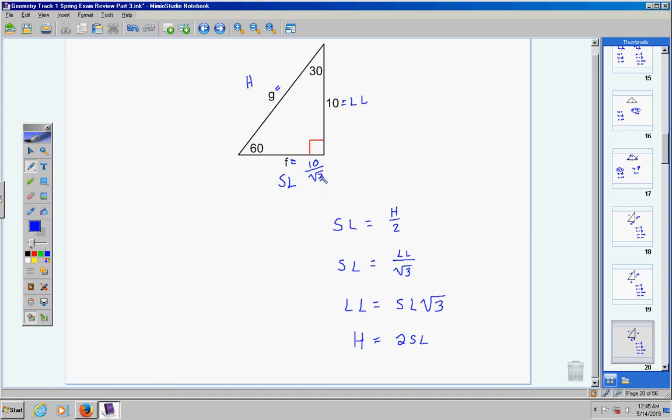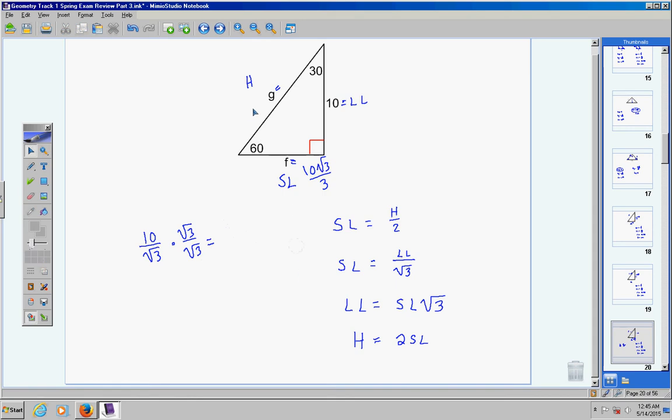But hold it. Remember, I've taught you guys, you never want a radical in the denominator, okay? So the shorter leg is 10 divided by square root of 3. However, we have to rationalize our denominator. We have to multiply the top and the bottom by the square root of 3. We've done this before, guys. 10 times square root of 3 is 10 square root of 3. And square root of 3 times square root of 3 is 3. So there's the real length of my shorter leg.